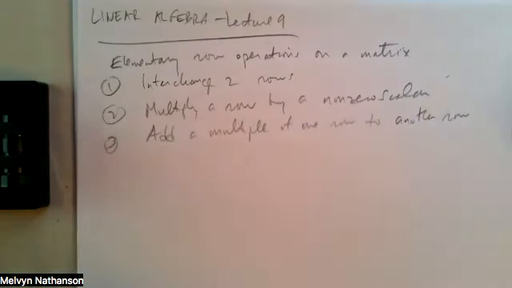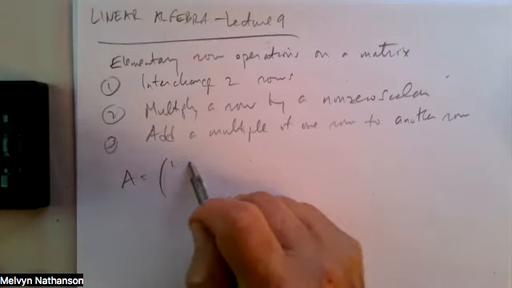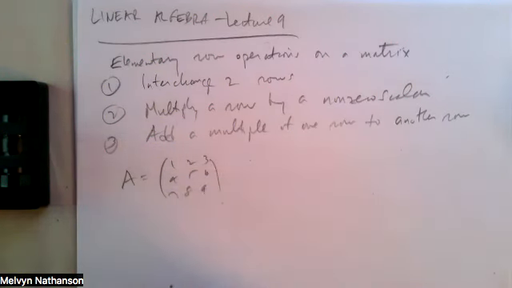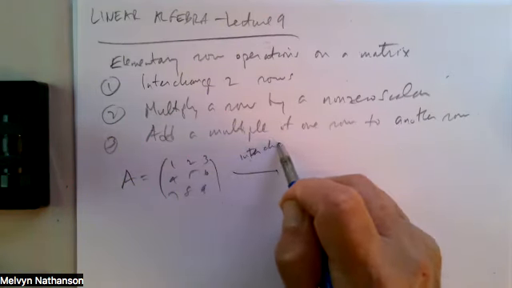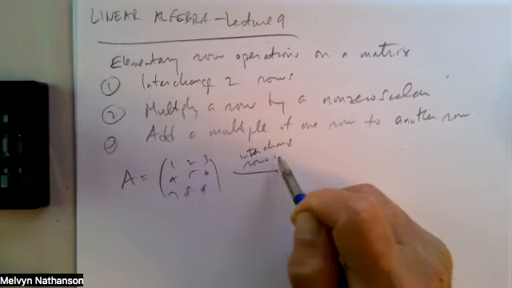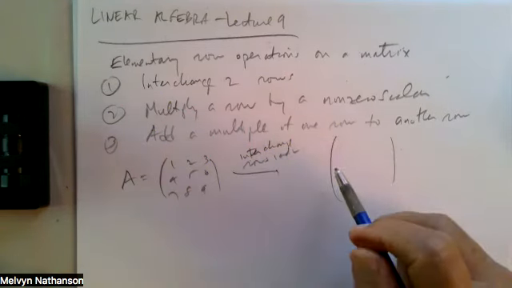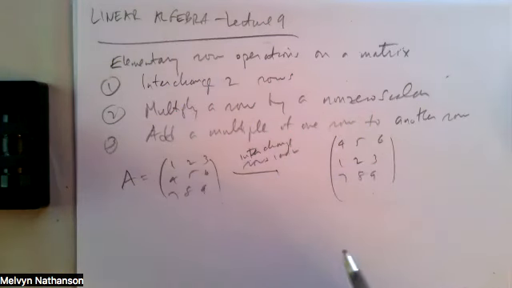And so let's just take an example. Suppose I take the matrix A to be 1, 2, 3, 4, 5, 6, 7, 8, 9. If I interchange rows 1 and 2, I get the matrix. The first row becomes the second row, the second row becomes the first row, and the third row doesn't change. So I've interchanged 2 rows.